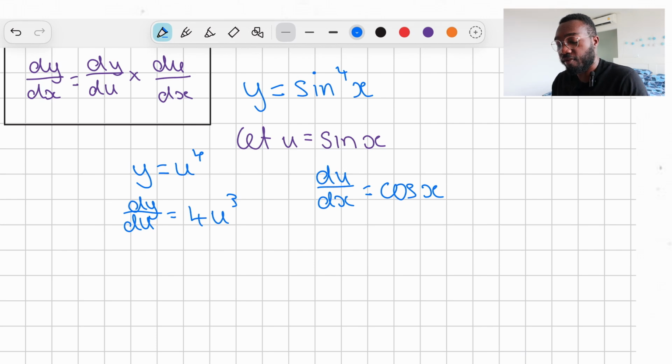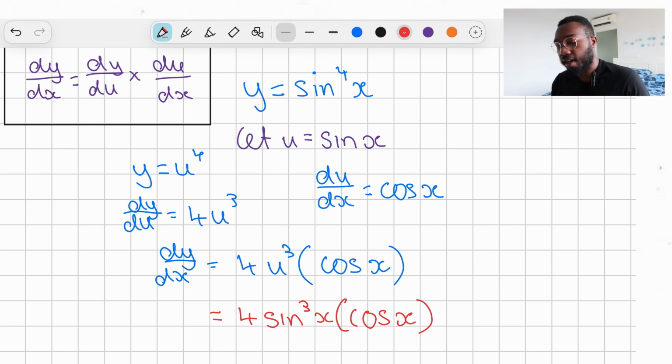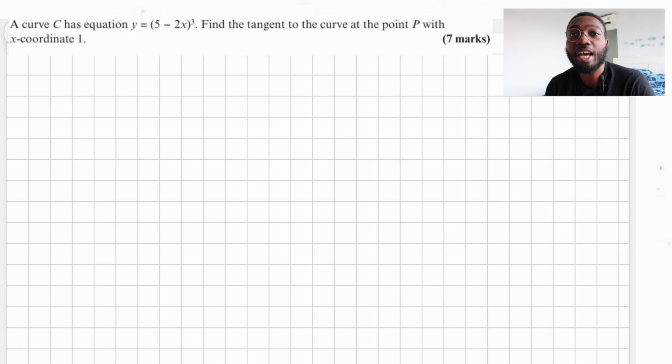And then we need to times them together. So we should do dy over du times by du over dx. So that would be dy over dx is equal to 4u^3 all times by cos x, okay? And if we write back in what our value for u was, therefore we get 4 sine cubed x cos x, okay? And that will be the answer. Okay, so now we're going to try a bit more of a challenging question, okay?